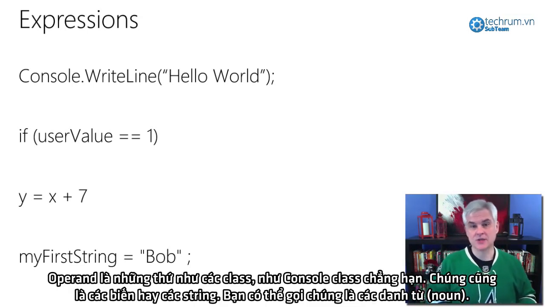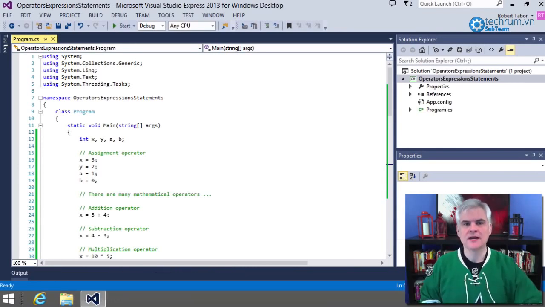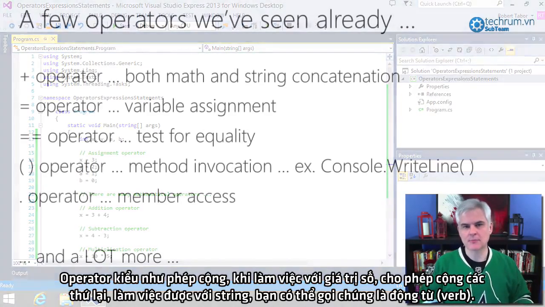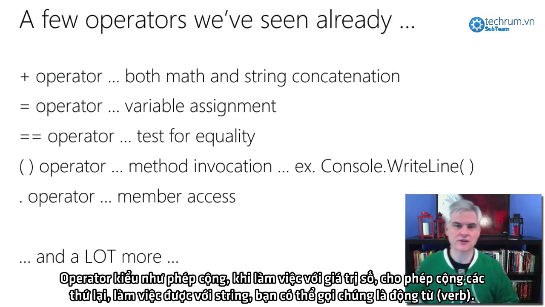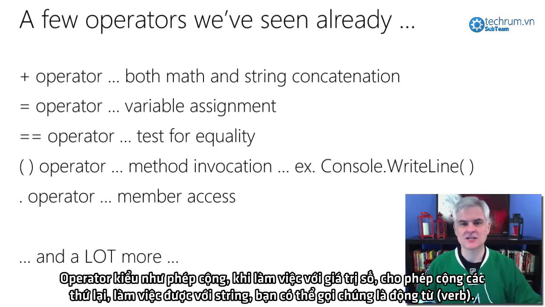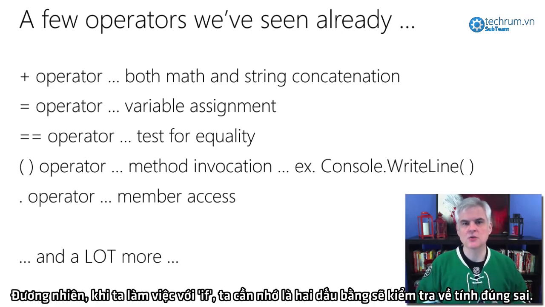Operands are things like objects, or for now just think of classes like the console class. They're also things like variables or literal strings, and I suppose you could call these our nouns. Operators are things like the plus operator, which when working with numeric data was the addition operator. It could also be used with strings as the concatenation operator. And I suppose you could call them the verbs. And so there's the equal sign, which we already noted means variable assignment. Also, whenever we worked with the if statement, we noted that the double equal sign tests for equality.